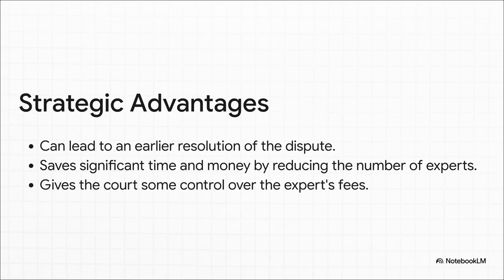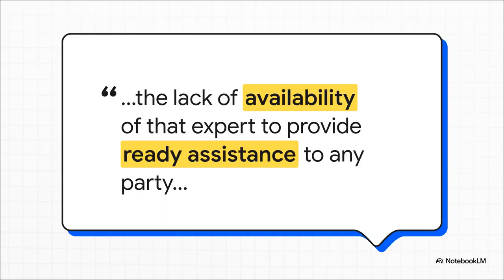So what's the big strategic advantage of using these rules, especially getting a court appointment under 429R? Well, having a single objective report can just cut through all the noise and lead to a much earlier settlement. The savings in time and money can be absolutely enormous. And, maybe just as importantly, it gives the court a handle on what can sometimes be a runaway expert fee budget. But, and there's always a but, there is a significant trade-off.